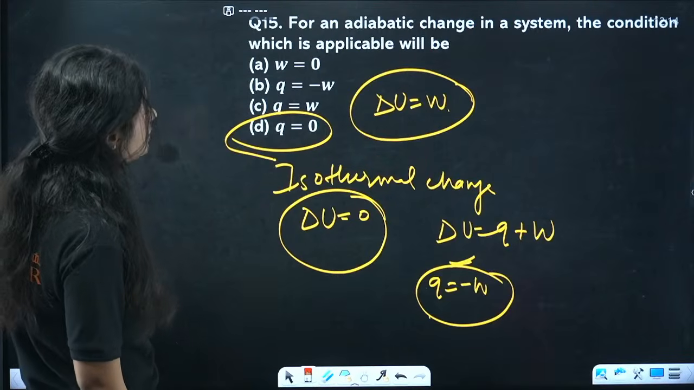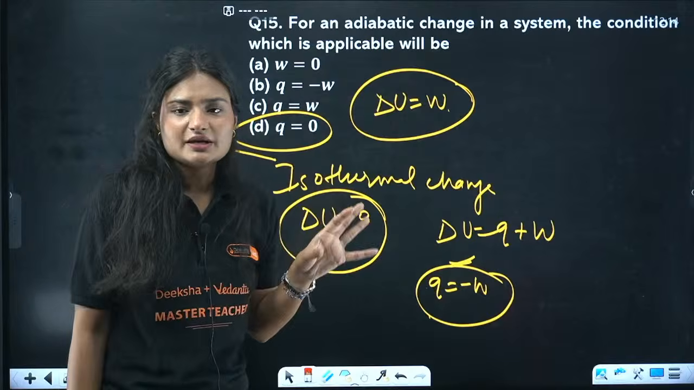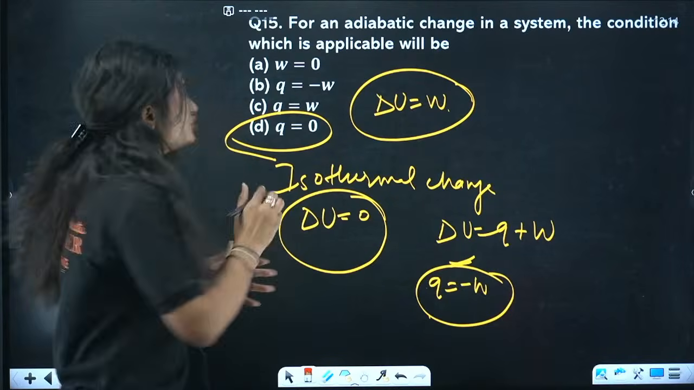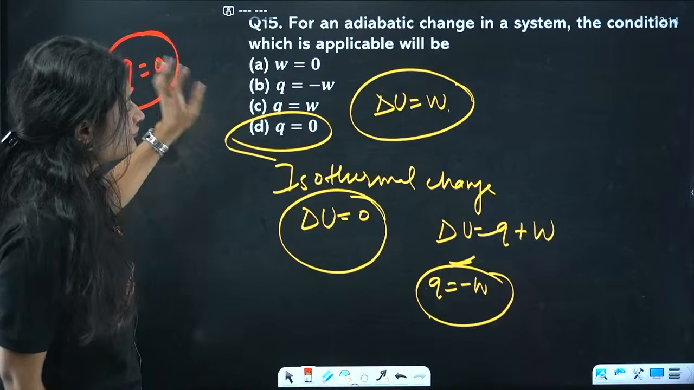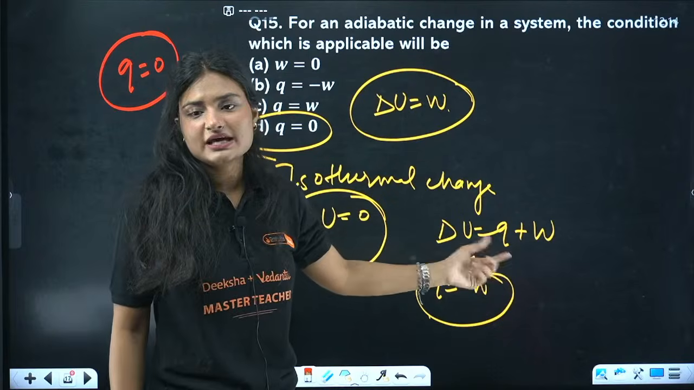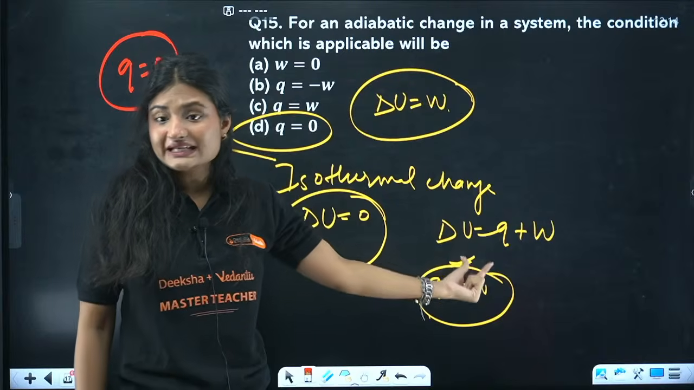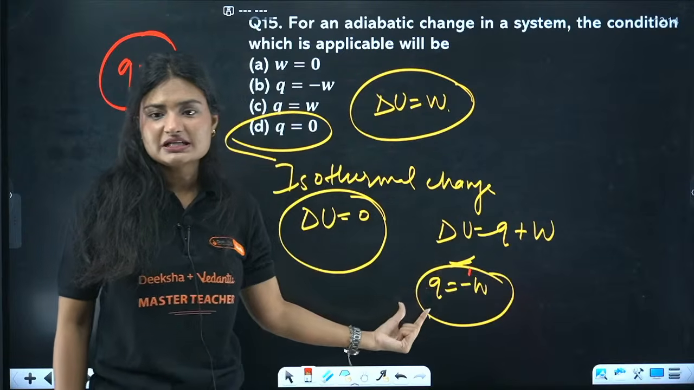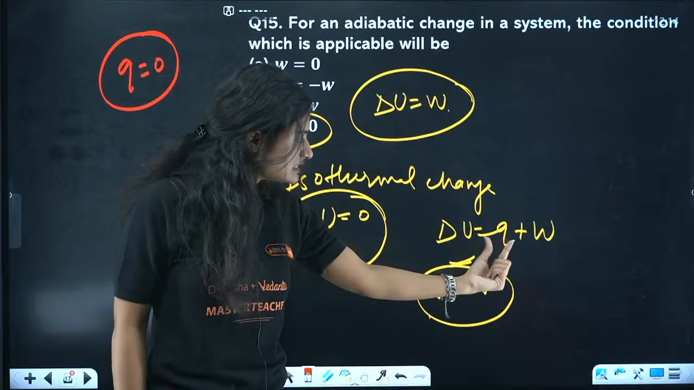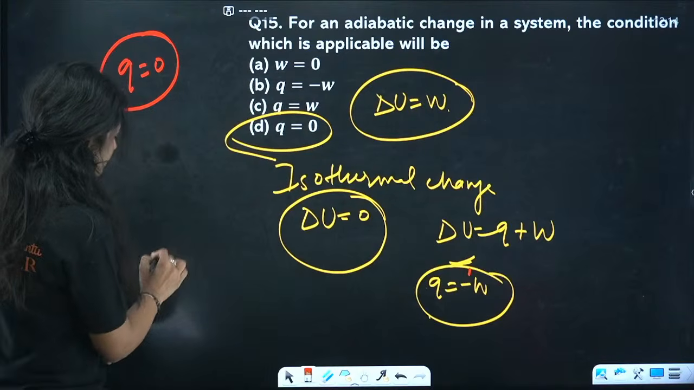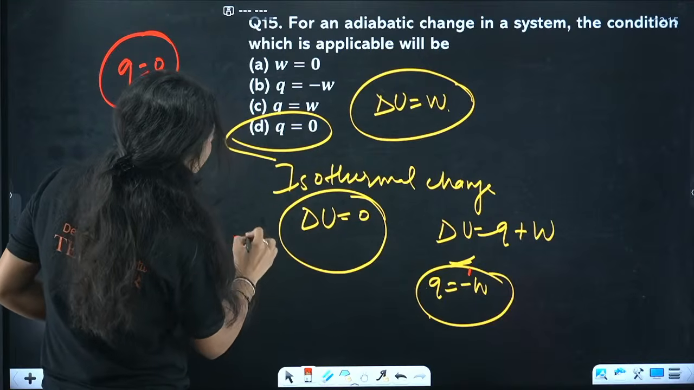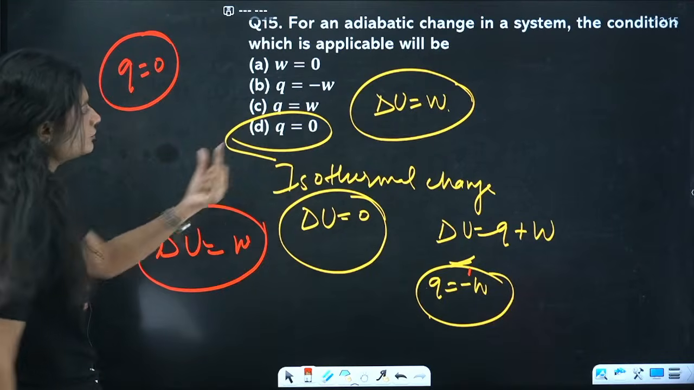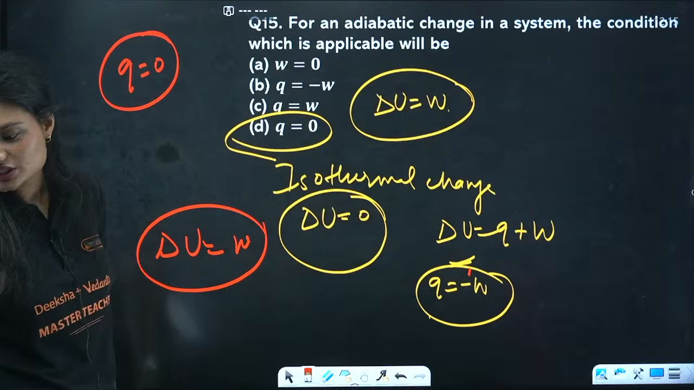Next question, adiabatic change. Whenever you have an adiabatic change, what quantity is 0? The change in heat is 0, because there is no exchange of heat between the system and surrounding. If Q is 0, then according to first law of thermodynamics, change in internal energy is equal to heat plus work done. That means delta U will be equal to W. Q is 0 for an adiabatic change.